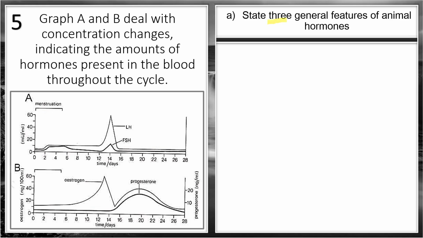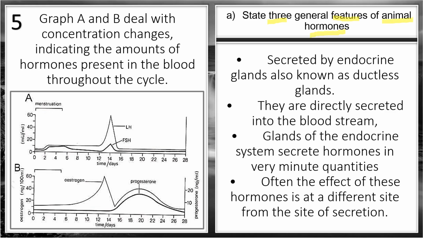State the three general features of animal hormones. Secreted by endocrine glands known as ductless glands. They are entirely secreted into the bloodstream. Glands of the endocrine system secrete hormones in very minute quantities. Often the effect of these hormones is at different sites from the site of secretion.